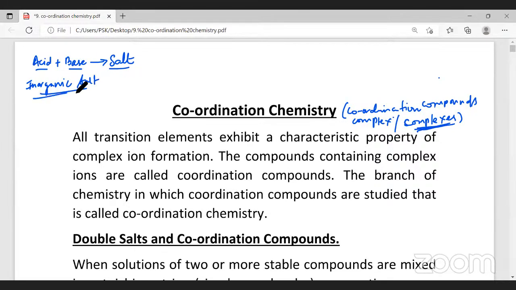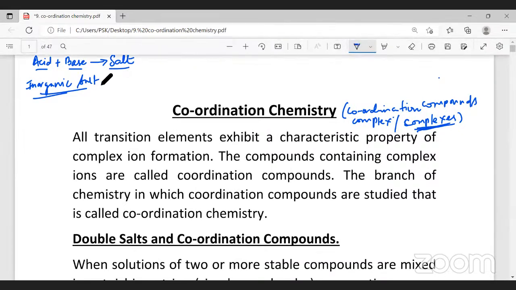Now, what do you mean by coordination compounds? We will learn it in a few minutes' time, but we will take some examples. Inorganic salts are classified into three. The first one is called a simple salt. Sodium chloride we will take as an example. When sodium chloride is dissolved in water, it will give sodium ions and chloride ions.